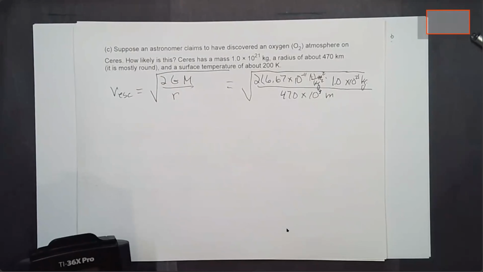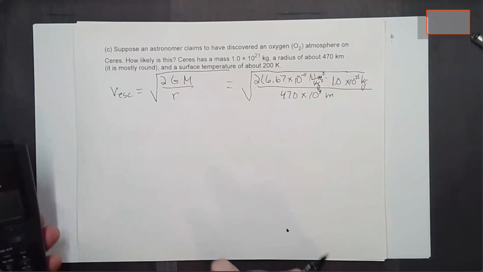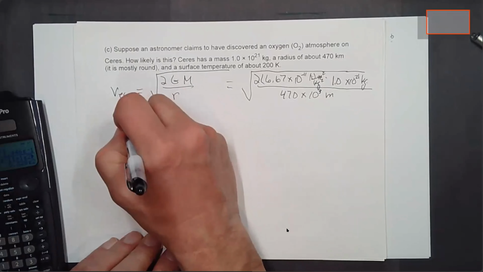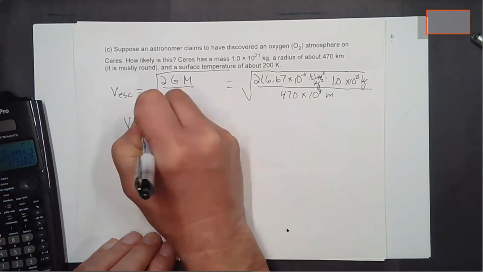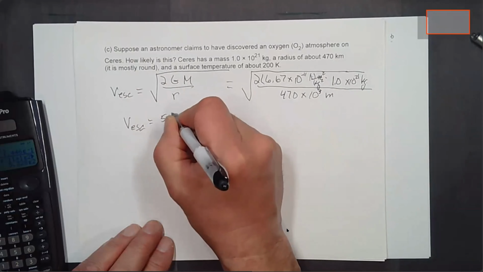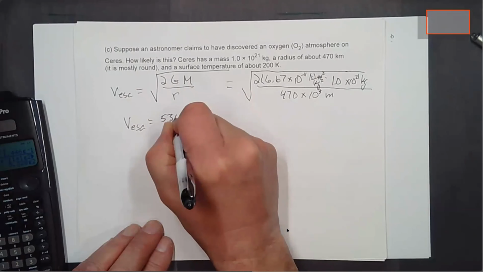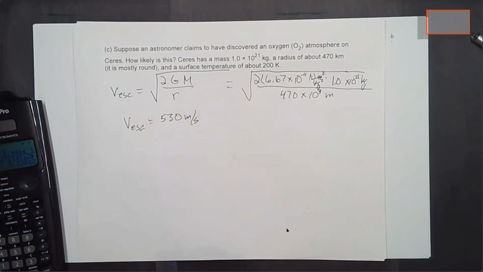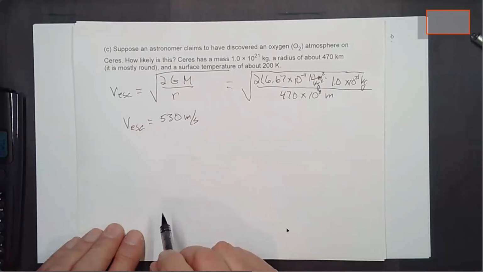2 times... And I get an escape speed that isn't much. We keep two significant figures. Basically, 530 meters per second is all the bigger the escape speed is from Ceres.